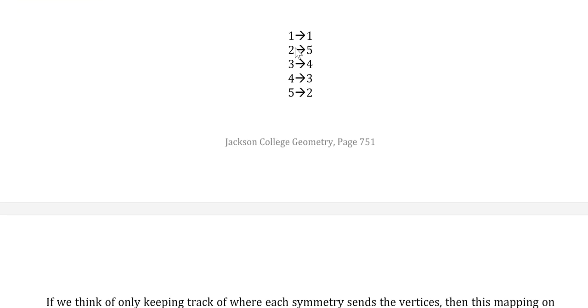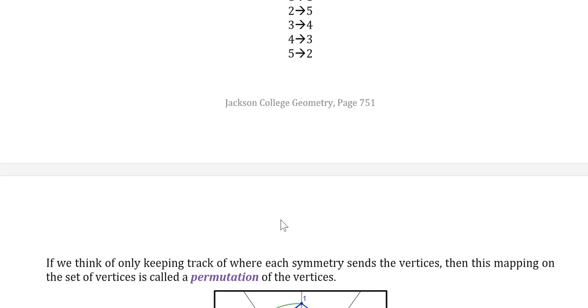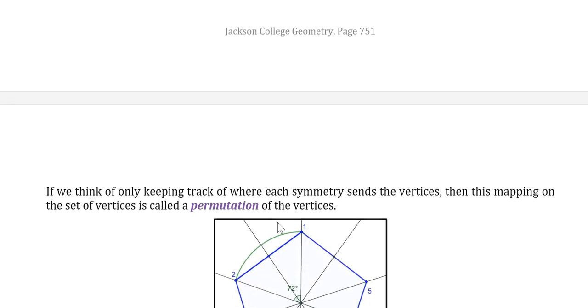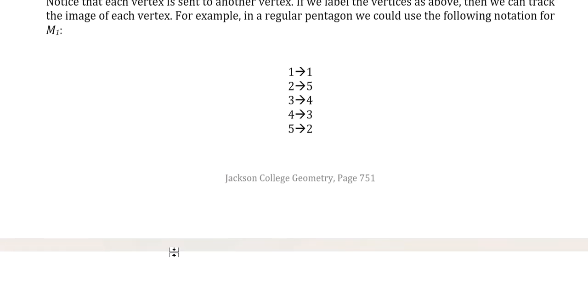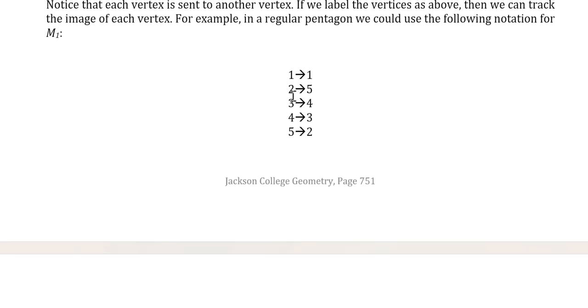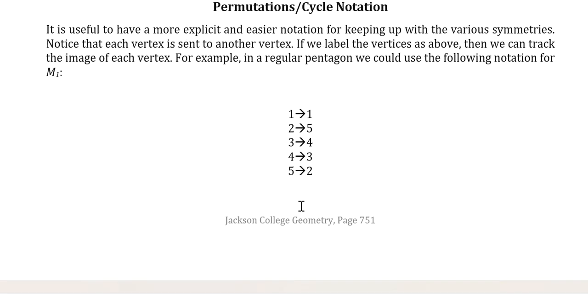So if we keep track of just what's happening to the vertices and seeing what mapping sends which vertex to which vertex, that is called a permutation of these vertices. So that's called a permutation. Now we have an even better way of notating permutations. So notice what happened here. 1 went to 1, 2 went to 5, 3 went to 4, 4 went to 3, 5 to 2. Okay, so what happens is that's a mirror image.